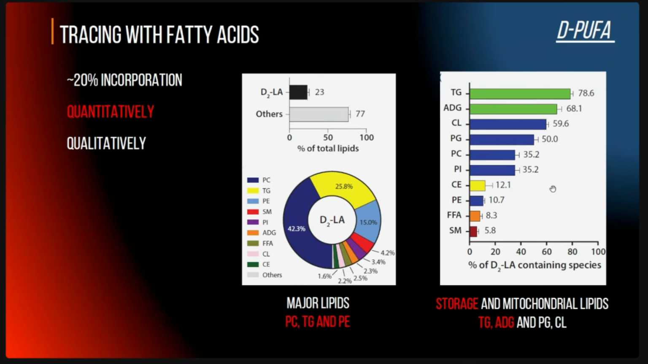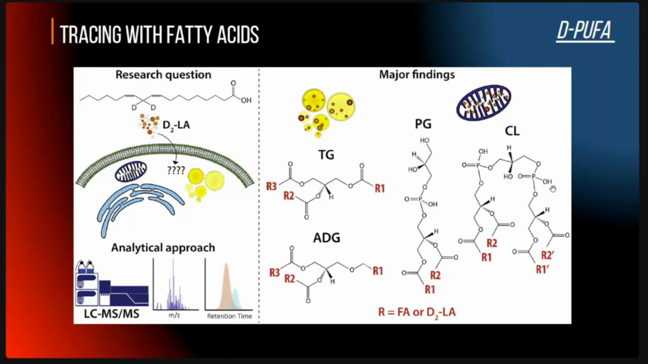But surprisingly enough, because cardiolipin and phosphatidylglycerol are not major lipids at all, and they do not contain a bunch of this D2-linoleic acid, a very significant part of the molecules of these two subclasses was enriched with D2 linoleic acid. So we figured out that storage and mitochondrial lipids were the most important sites for esterification of this kind of fatty acid.